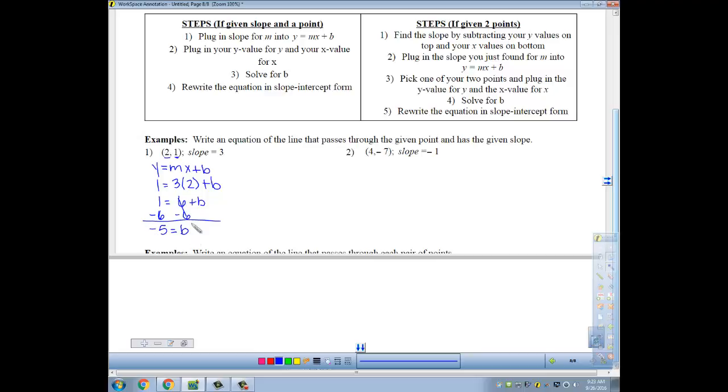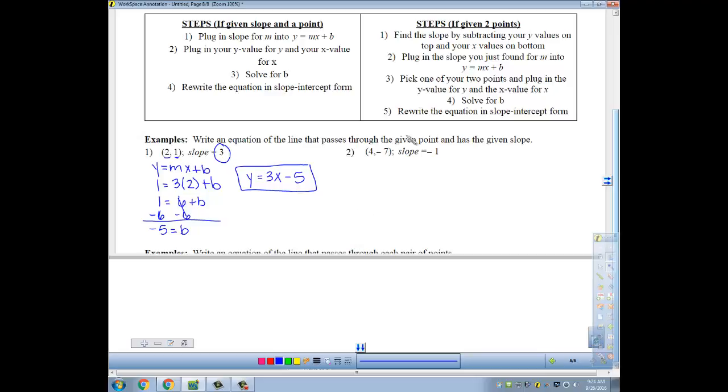So once you have your b, we're just going to rewrite the equation and plug in our slope and our y-intercept. So the slope was 3. The y-intercept we just found was negative 5. So this is the equation for your line. So again, I just started by plugging in the numbers for my point and my slope, figured out what b was, and then I rewrote the equation plugging in your slope and your y-intercept.